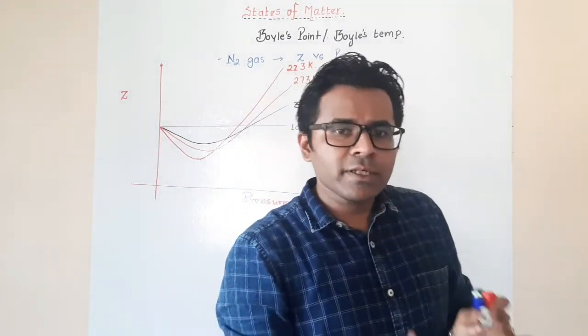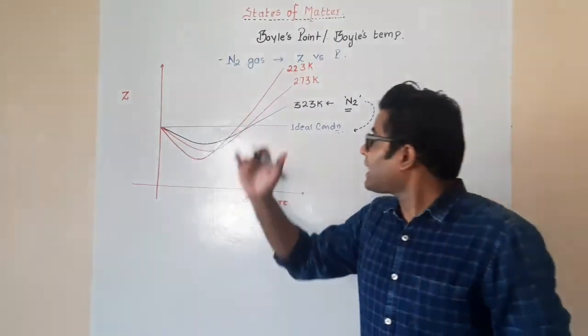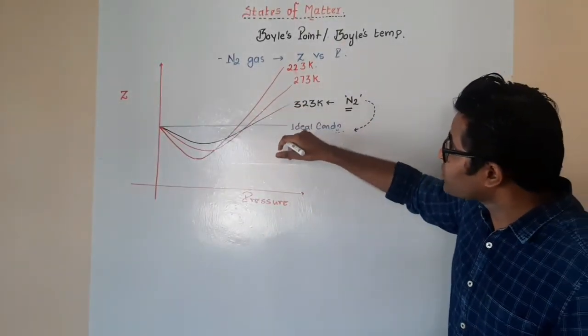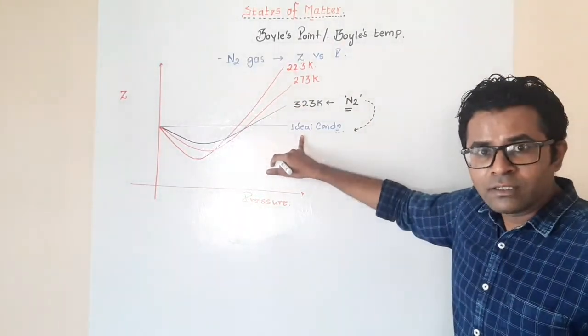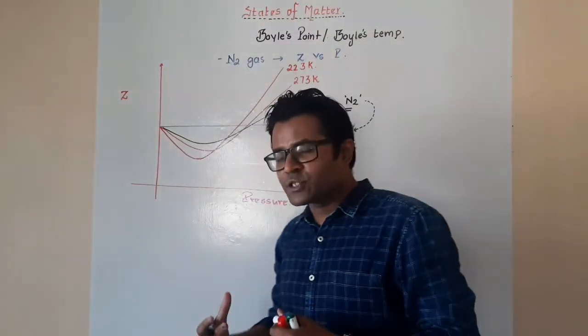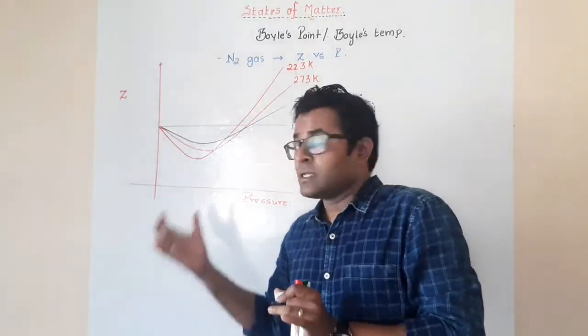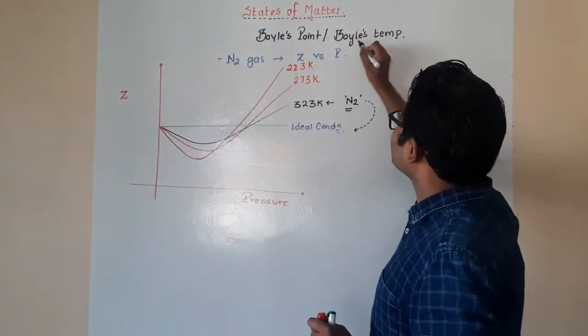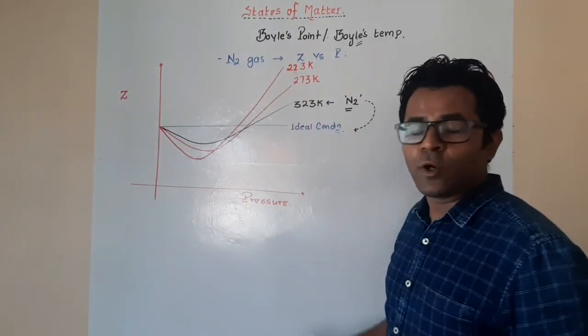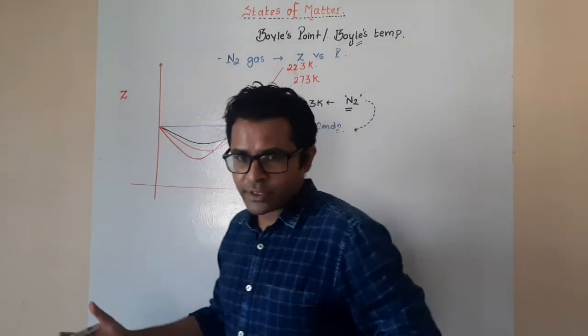So the temperature at which real gases start to show ideal conditions, or a nature equivalent to ideal behavior, that particular temperature we call the Boyle's temperature, or the Boyle's point.